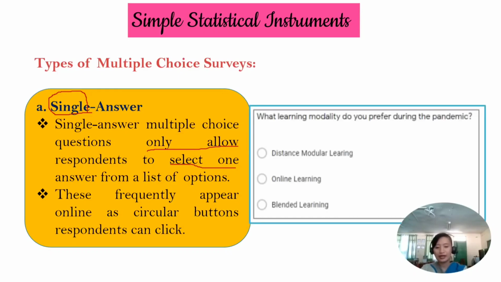On the other hand, we have the multiple answer, multiple choice survey. Later on, I will show you that. But here is an example of a single answer multiple choice. This frequently appears online as circular buttons respondents can click. So this is circular and you can click; if you like this, then you can select this. But if not, you can select the other options. But you just have to select only one.